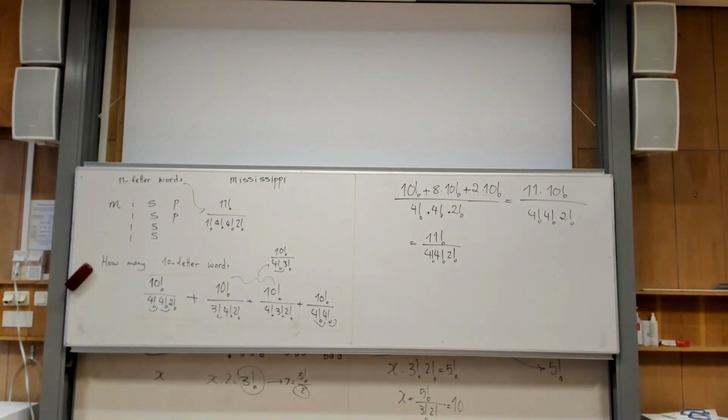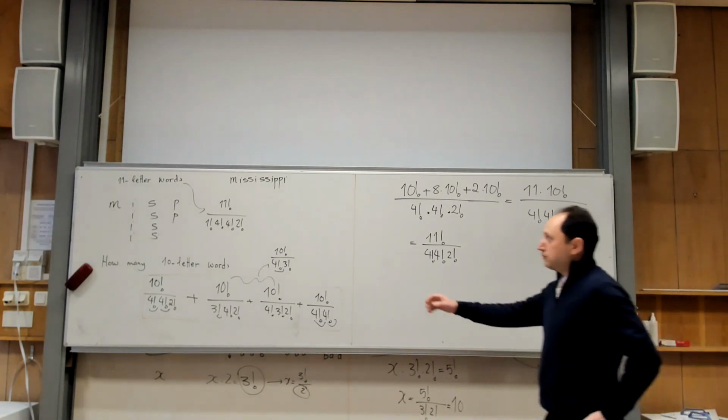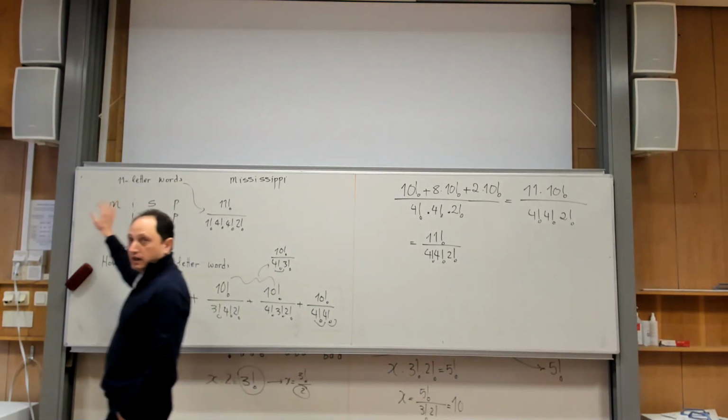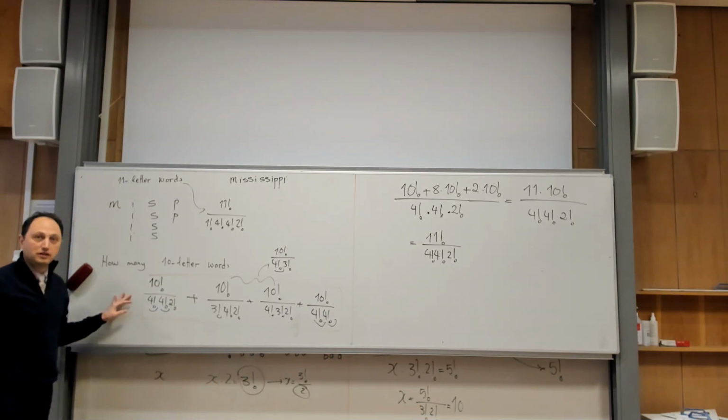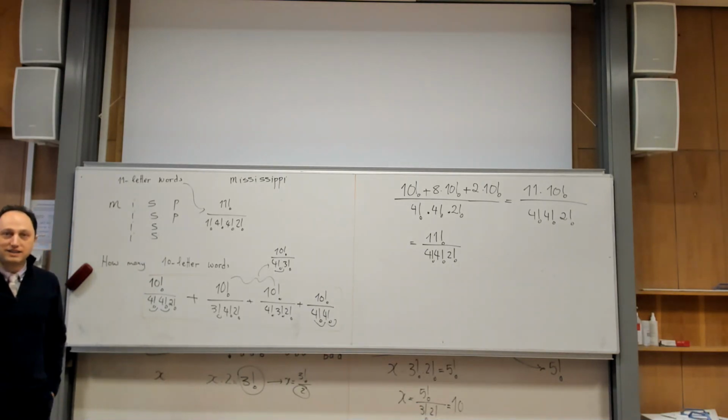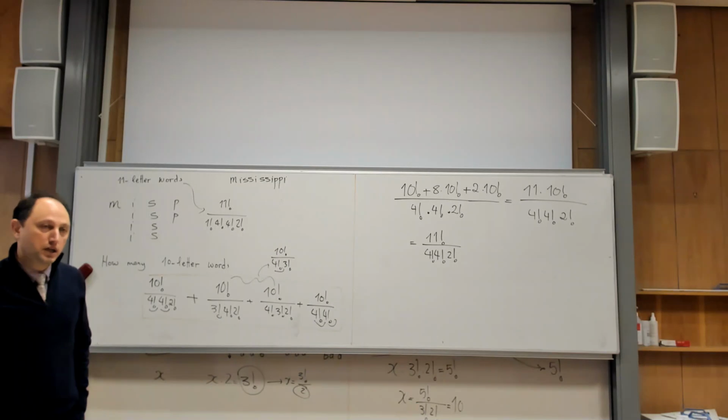But why do you think I could predict that they have to be exactly the same number, even though I am counting different things? I am counting 11 letter words here. I am counting 10 letter words here. But it turns out to be exactly the same number. Why is that?